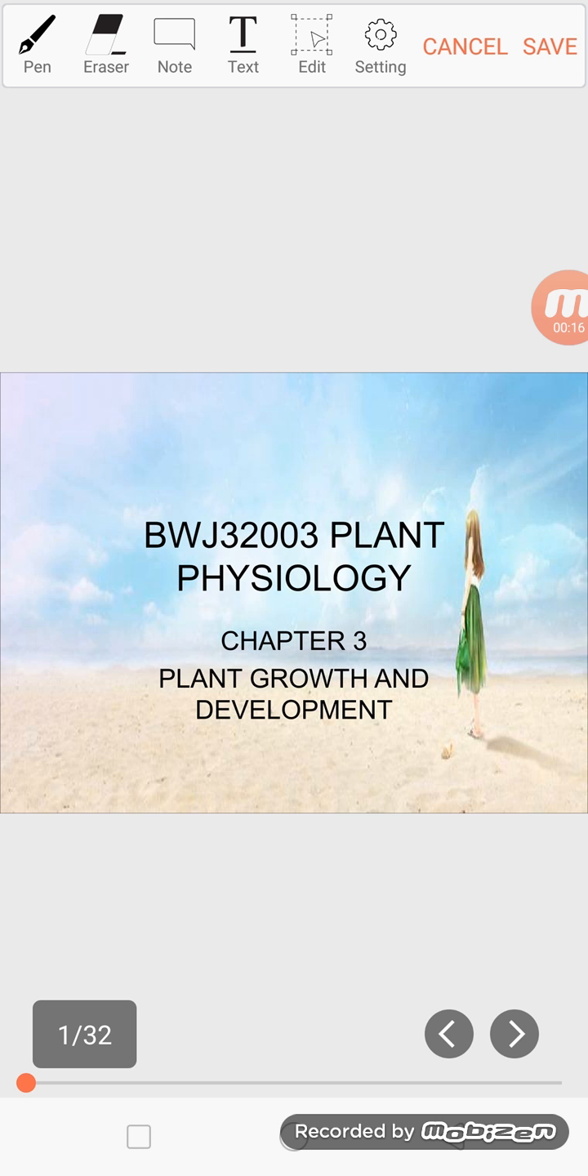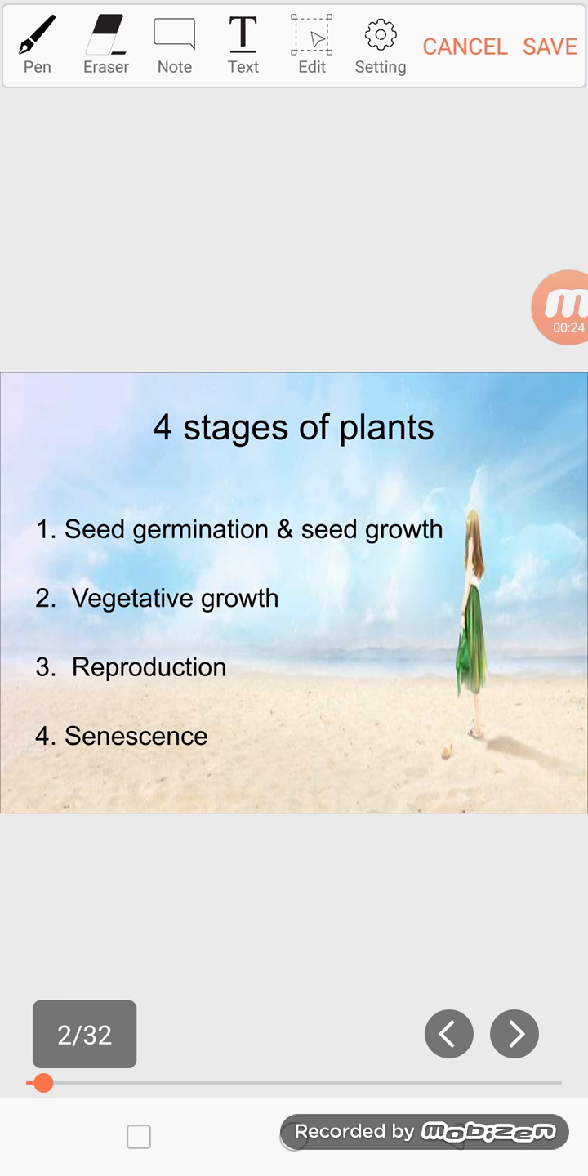Okay, so this week we're gonna learn chapter 3, which is plant growth and development. For this chapter, we're going to have a look at the stages of plants from the beginning until the end. Generally there are 4 stages of plants. The first one is when the seed germinates and the growth of the seed itself, and then it will enter the vegetative growth, then proceed to the reproduction phase, and finally, as what humans go through as well, senescence, which is the dying process.